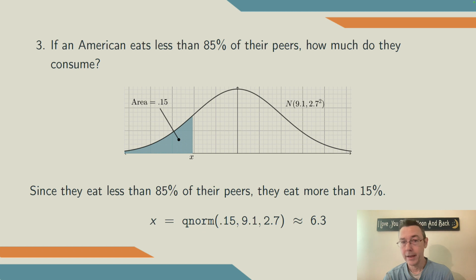In R, that's coded with the qnorm command. qnorm(0.15, 9.1, 2.7) is going to give me the x value that has 15% of the area to the left, 15% of the probability to the left in the normal distribution with mean 9.1 and standard deviation 2.7. The result is 6.3, so an American that eats 6.3 pounds of oranges per year consumes less than 85% of their peers.